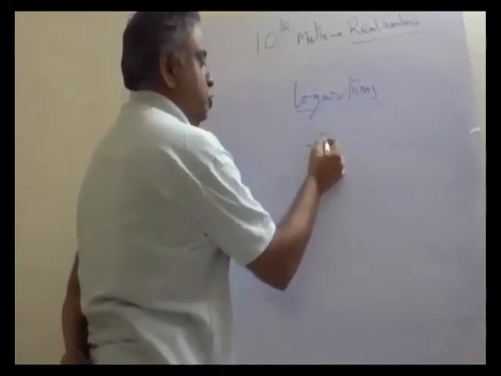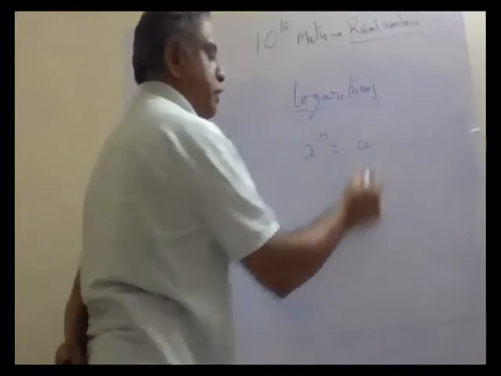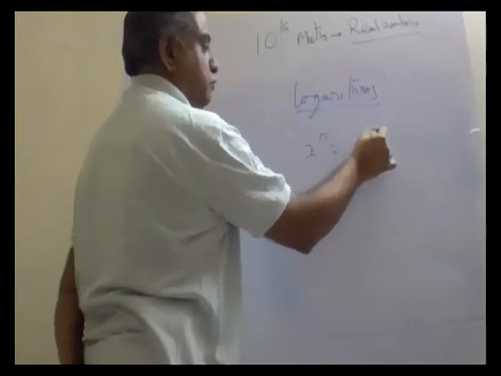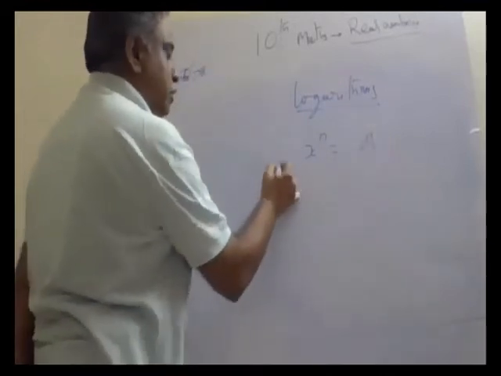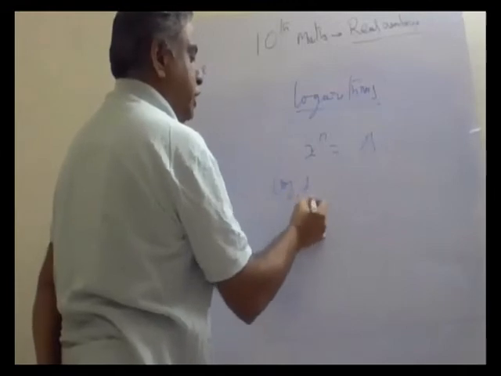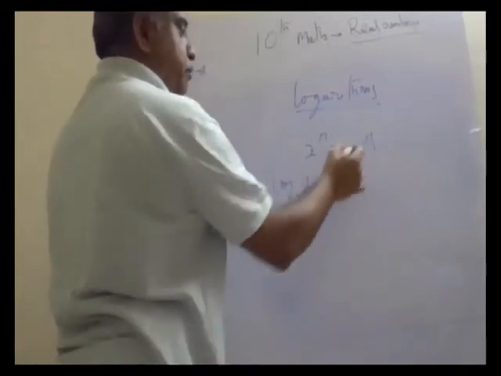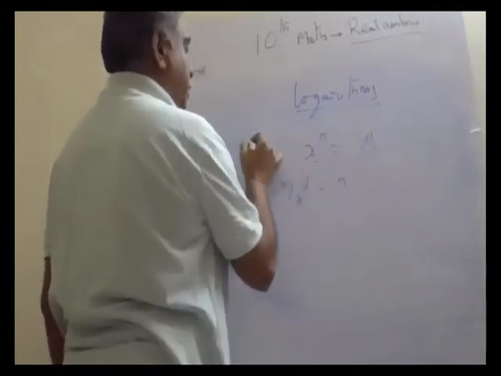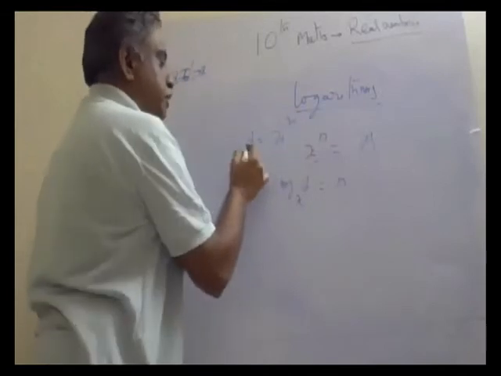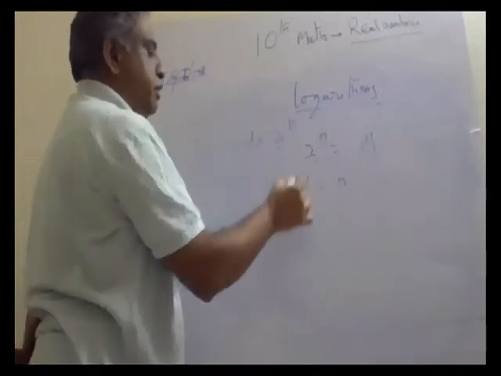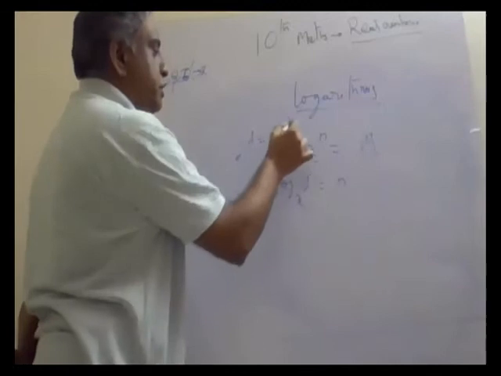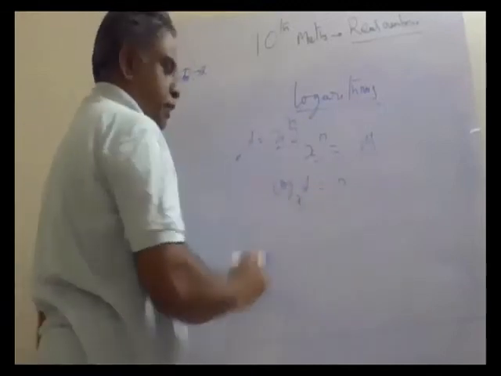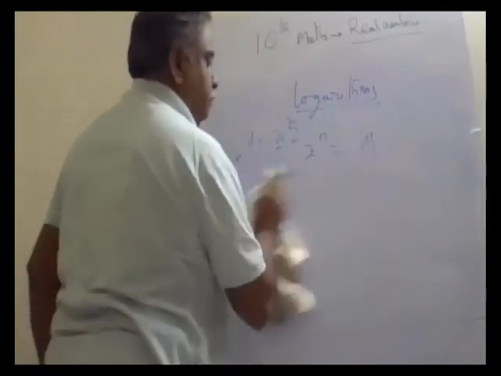If x to the power of n is equal to a, then the general form is log a to base x is equal to n. Right? We write this in a reverse way. a is equal to x to the power of n. a is the main, x is the base, n is the power. So log a, this comes to the base, this comes to this. Log a to base x is equal to n. This is the general form of logarithm.